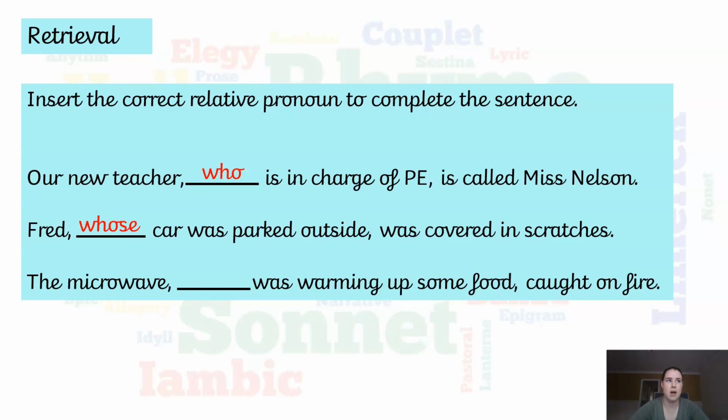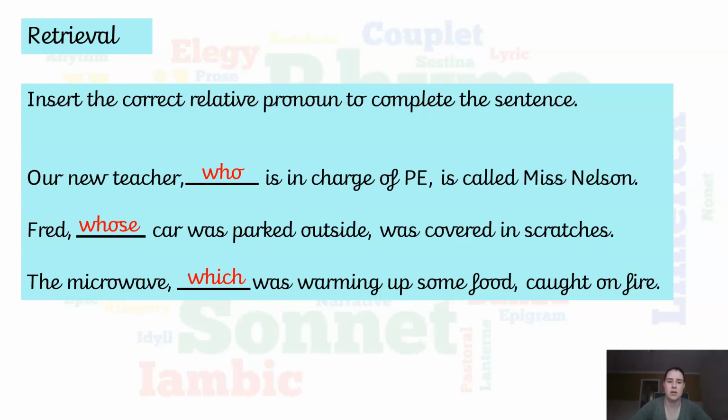Now the last one here: the microwave, blank, was warming up some food, caught on fire. Obviously we're describing an object here, so the appropriate one there would be which. The microwave, which was warming up some food, caught on fire. It can't be who. We could say the microwave that was warming up some food caught on fire. I suppose that could make sense as well.